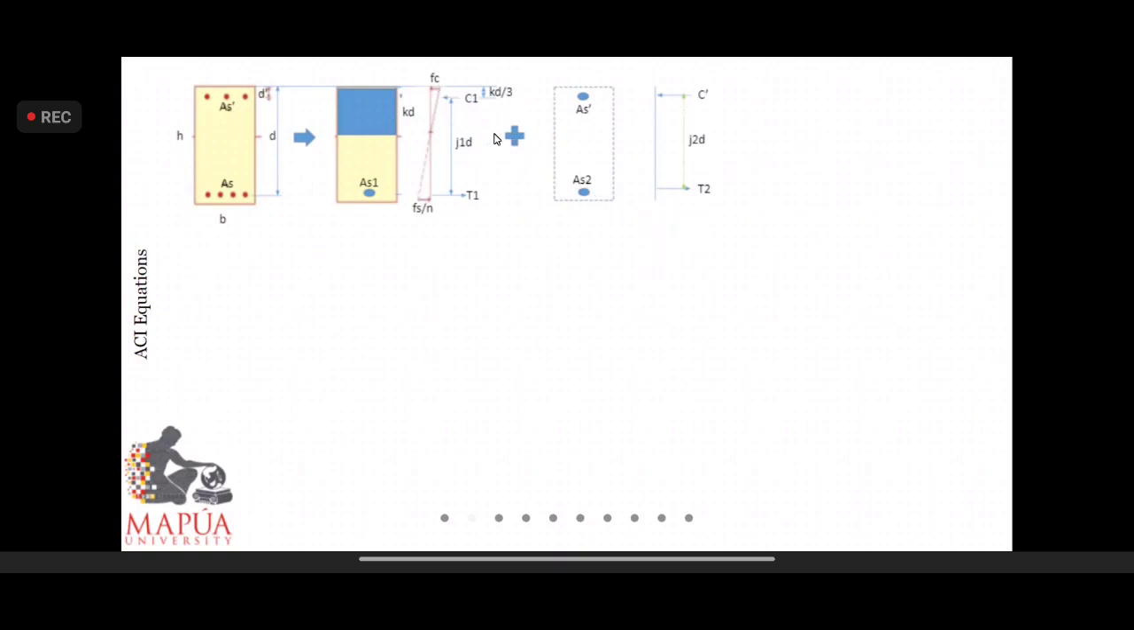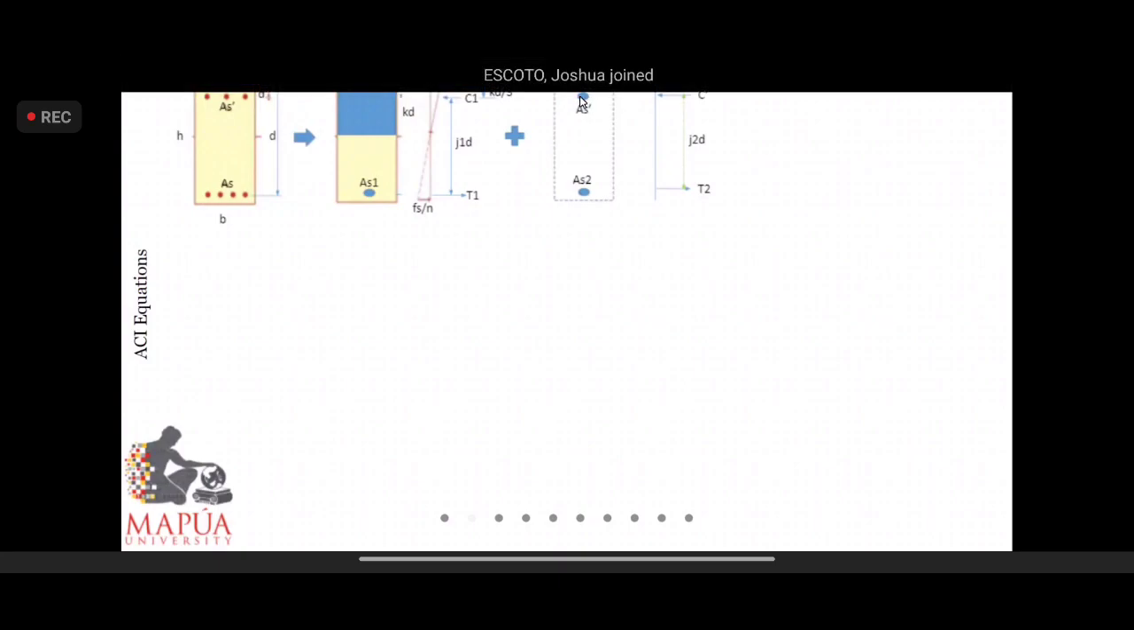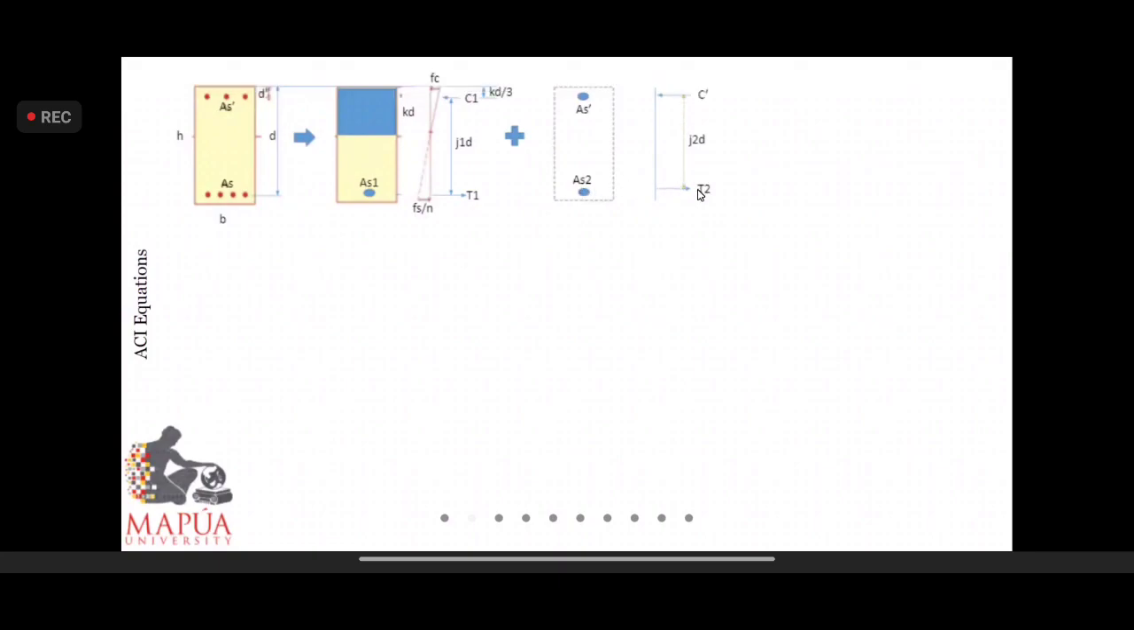Well, this will be kd, that's the center of gravity of this triangle here. This will be d prime from the extreme compression concrete fiber to the center of gravity of the compression bar. And this will be As2, that will be j2d, j1d. This is the initial moment or couple. This will be the second couple to be considered here.